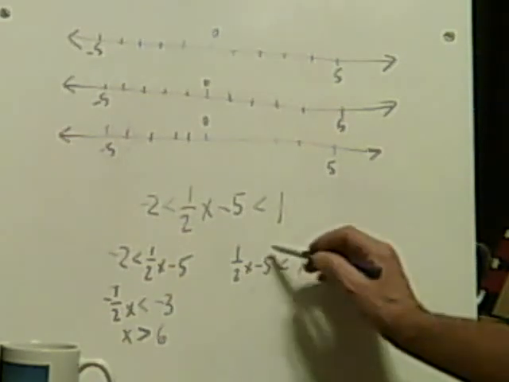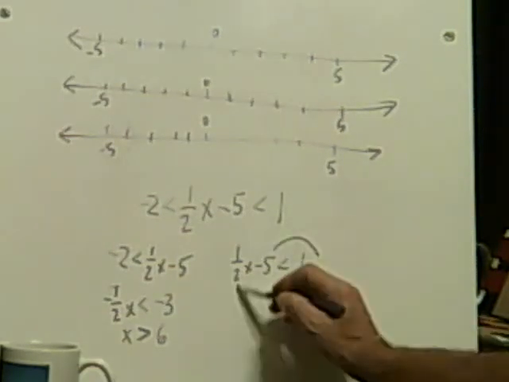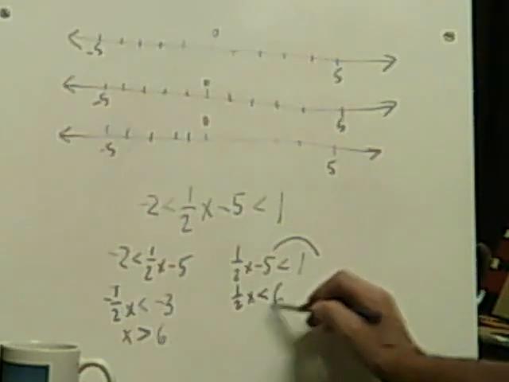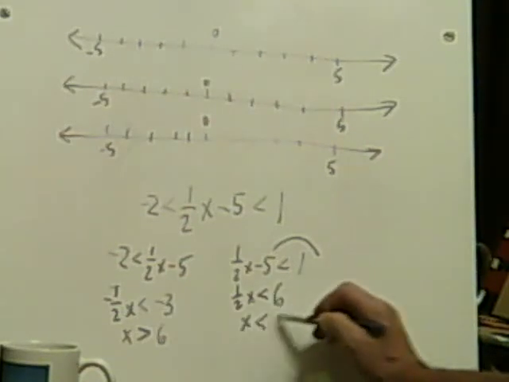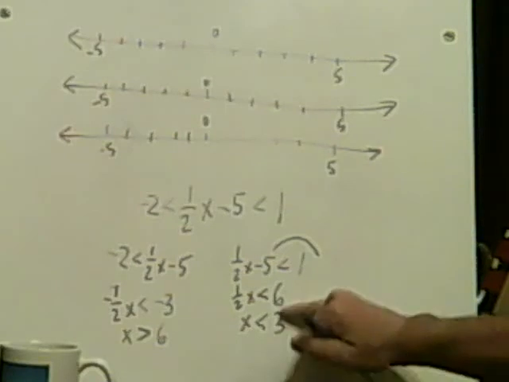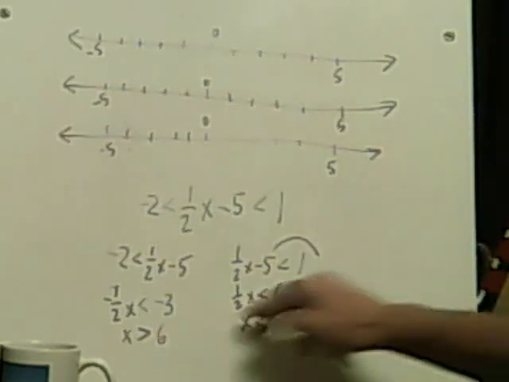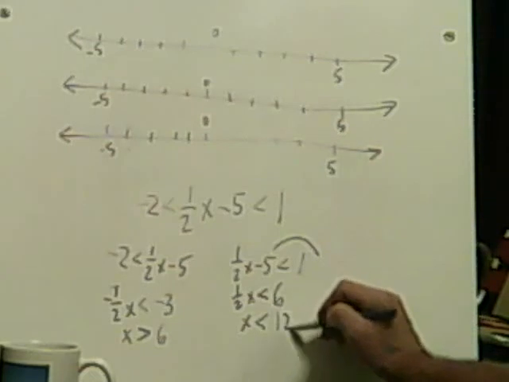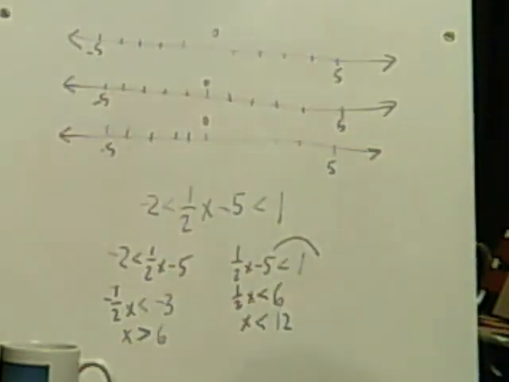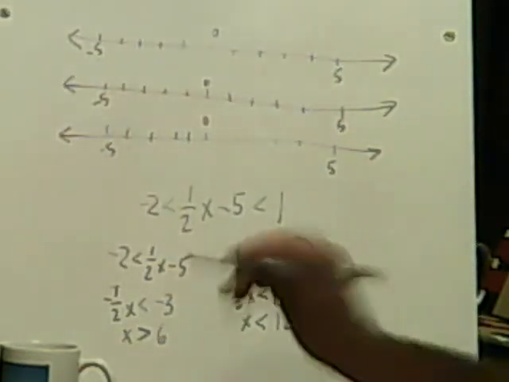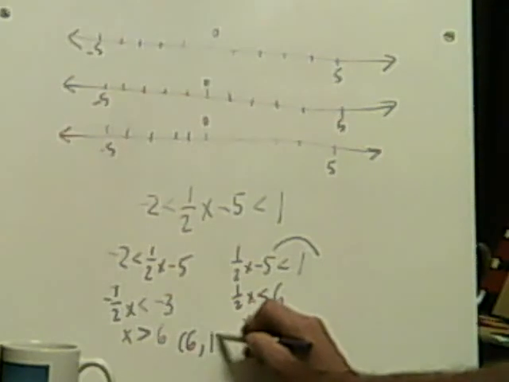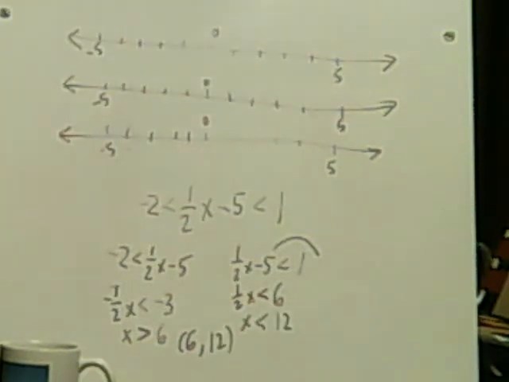Okay, and over here, we're just going to bring the 5 to the other side. 1/2 x less than or equal to 6. x less than... I'm sorry, 12. At first I was dividing by 2, but I realized no, that 2 is going to end up on the top on the other side. It's going to be 12. x is going to be greater than 6, but less than 12. So that's going to be an open interval between 6 and 12.